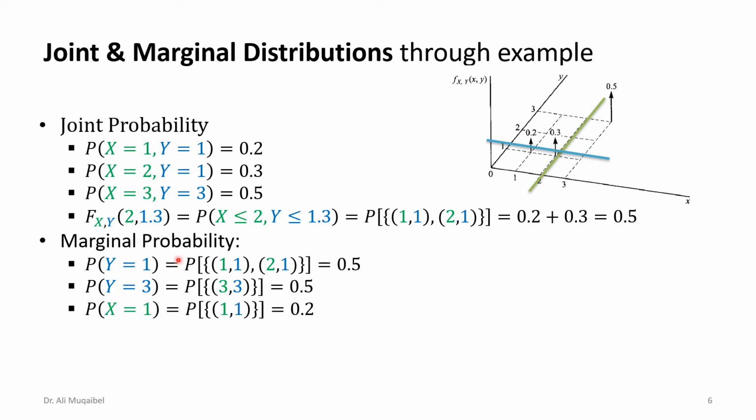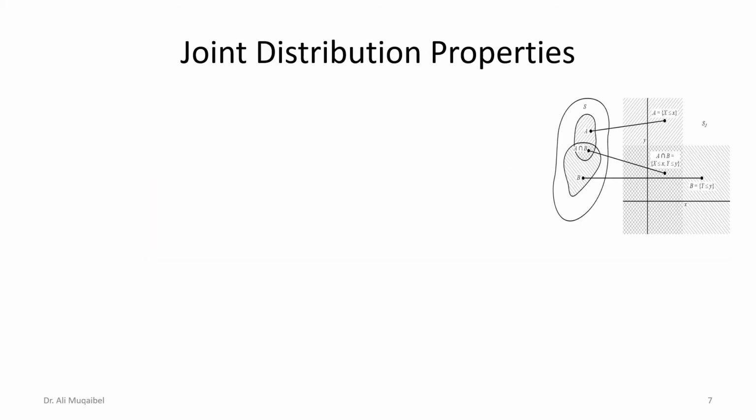And then we can find the marginal with respect to x. So there are three possibilities for x, and these are the associated probabilities. Remember that in this case we added the 2 because both of them have y equal to 1. We can sketch the marginal probability and we can show things in the diagram.